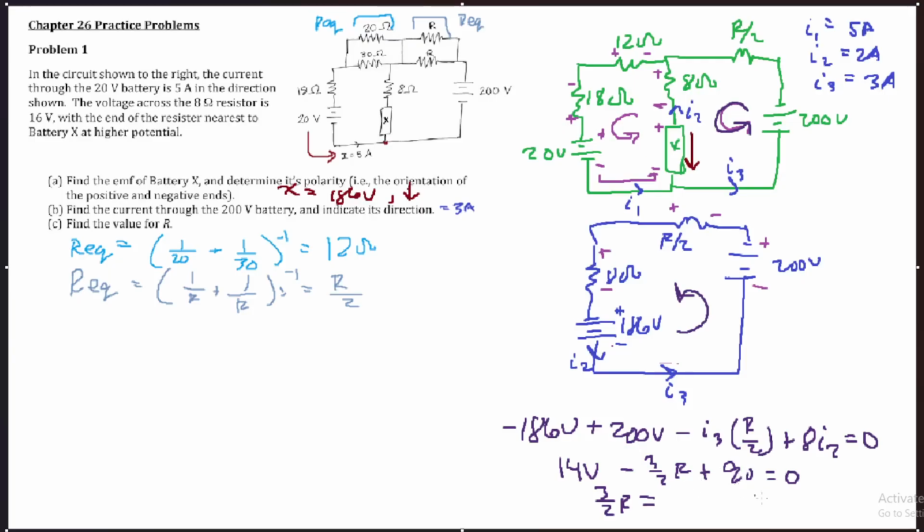Sorry, I meant 16 for this. I thought it was 18 volts. This should be 8 times 2 is just 16. I'm so sorry about that. 14 plus 16 is just 30. So then this would eventually give us R is equal to 30 times 2 is 60 divided by 3 is 20 ohms. So then the value of R is just equal to 20 ohms.